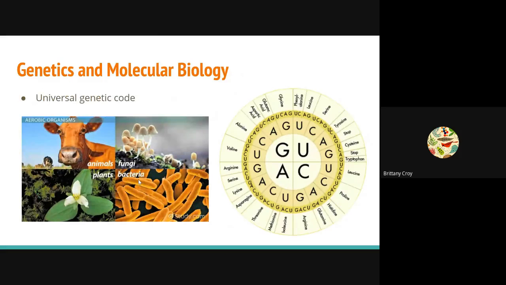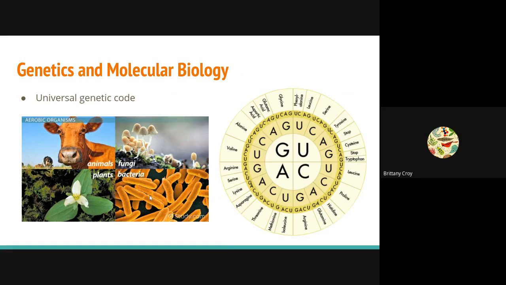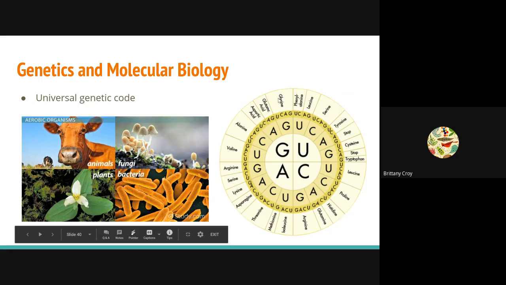Last category we're going to talk about is genetics and molecular biology. Take a look at the cow and the mushroom and the flower and the bacteria. What do all four of these organisms have in common? They all have the same DNA. Our DNA or our genetic code is universal. And that's weird to think about, that a little bacteria has the same DNA as me and you. And that same DNA codes for the same proteins. It's crazy.